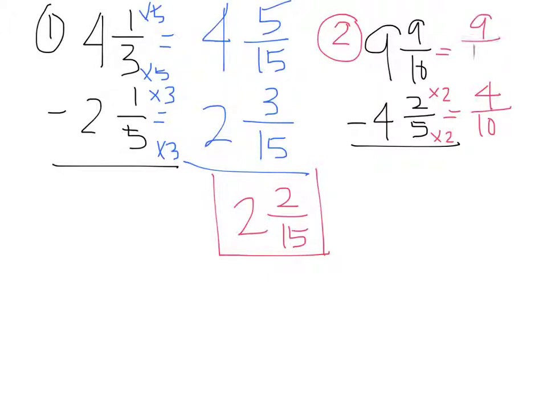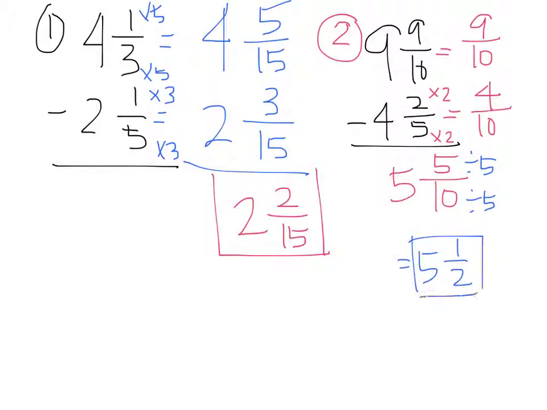9/10 stays the same. So 9/10 minus 4/10. Is that possible now? Okay, 9/10 minus 4/10 is? And 9 minus 4 is? Now, is this in simplest form? No, it's not. What can I divide 5 and 10 by? 5, awesome. So if I divide by 5 on each side, I get 5 and 1/2. Very good. All right, let's take a look at number 7.